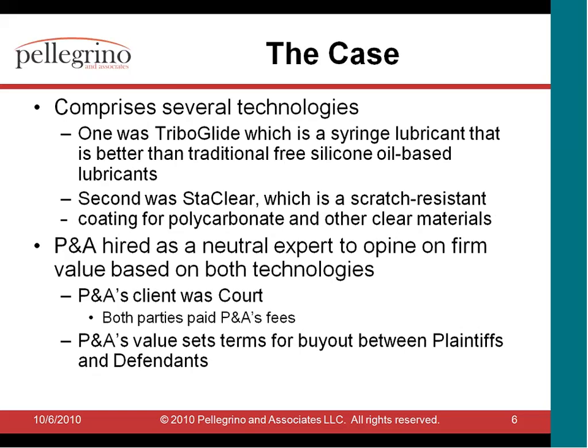So the case looks at several different technologies. One is a technology that the tribal film called Triboglide. It's a syringe lubricant that is better than a traditional free silicon oil-based lubricant. The second was a coating. It's called Stay Clear, which is a scratch-resistant coating for polycarbonate and other clear materials.